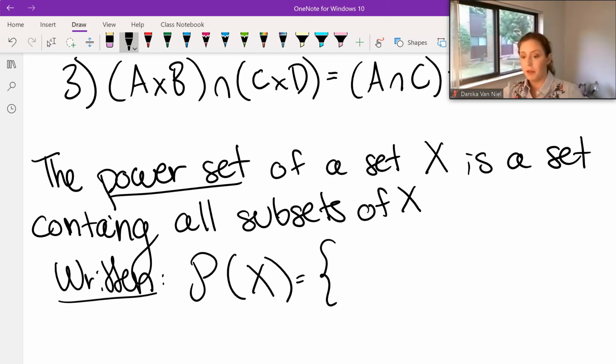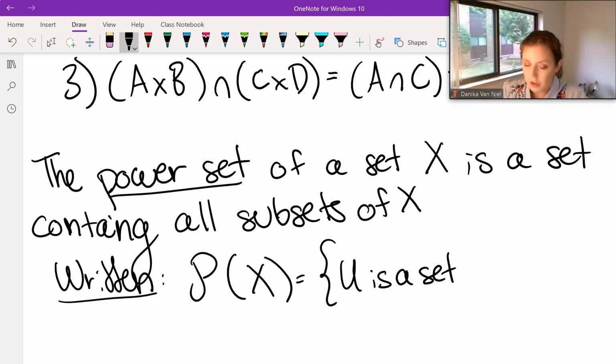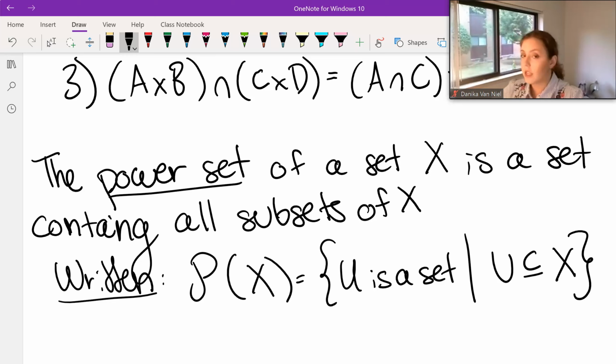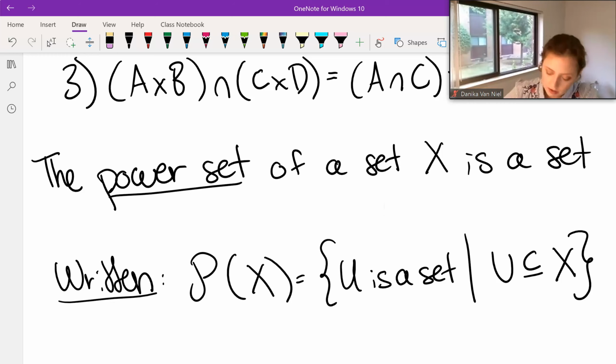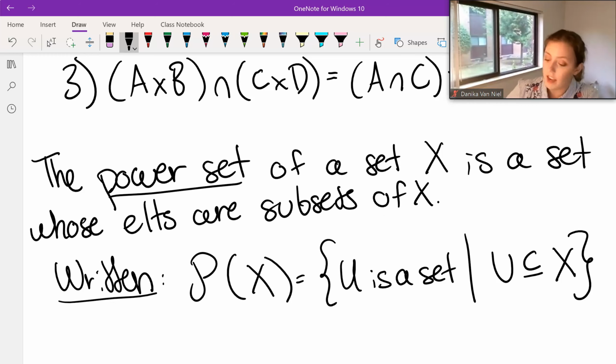So here's how I like to write it. I like to use very descriptive things. So U is a set. Here's where we can choose from: we can choose from any set that we can imagine. U is a set such that U is a subset of X. Okay, so not a strict subset, just a subset. So you guessed it, X is going to be an element in this power set. Maybe that's a better way to say it: the power set of a set X is a set whose elements are subsets of X. Oh, I like that a lot better. That's a nice concise way to say it.